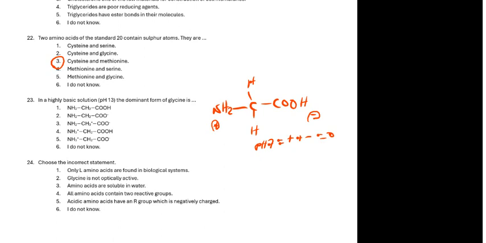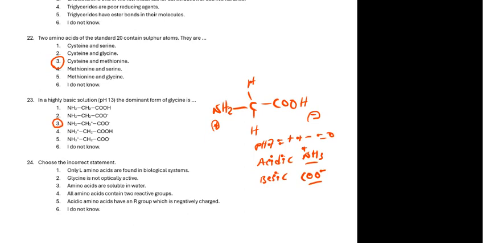But for acidic pH, this one will gain a proton, so it will be positively charged. It will be like this, NH3 plus, for acidic. But for basic, we're going to have this one being deprotonated. So which one is the correct answer here? So we have number 3 as the correct answer.